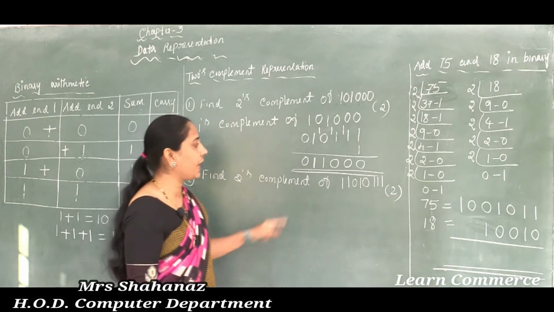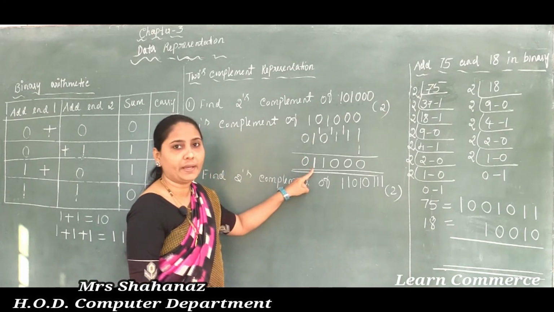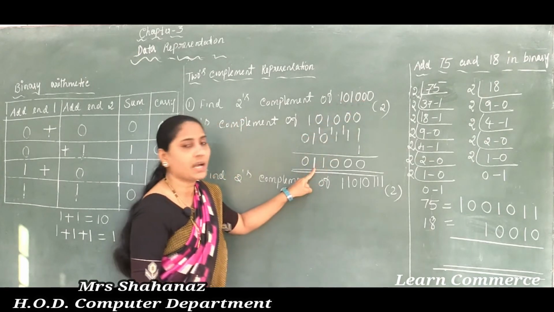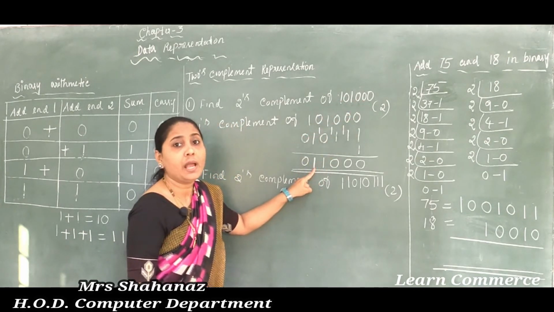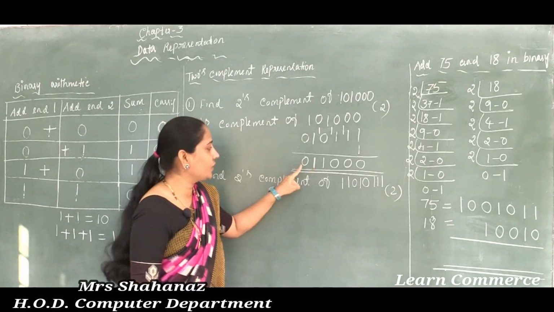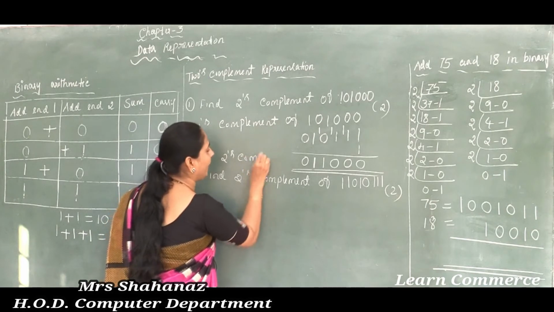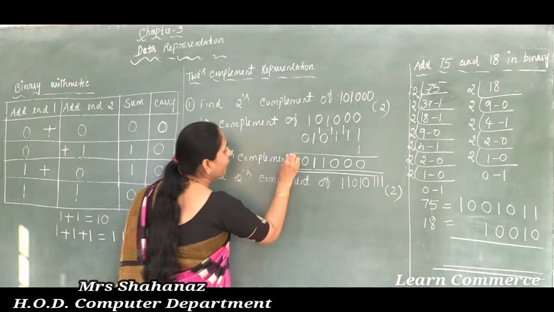So we can say that the 2's complement of the binary number is 1 0 1 0 0 0. So this is the answer of the 2's complement of the number. Clear this point here? So here we can write this is the answer of the 2's complement. Okay, the answer of the 2's complement.